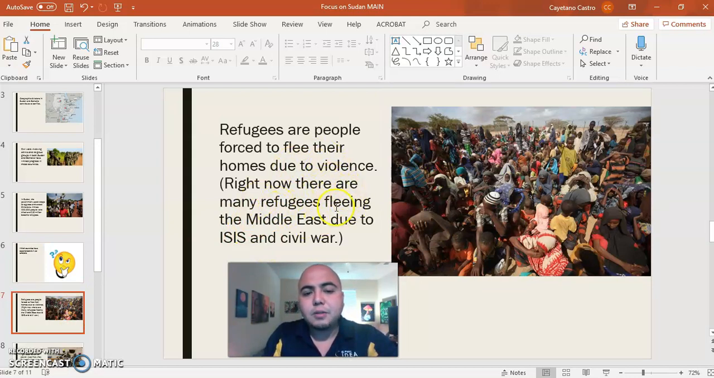Right now, there are many refugees fleeing the Middle East due to ISIS and the civil war. We talked about how Syria became a power vacuum for a lot of terrorist groups, especially ISIS. Due to this conflict, you're going to see that many of them take advantage of Sudan and Somalia as well because of the unstable governments. This is a picture of all the refugees.